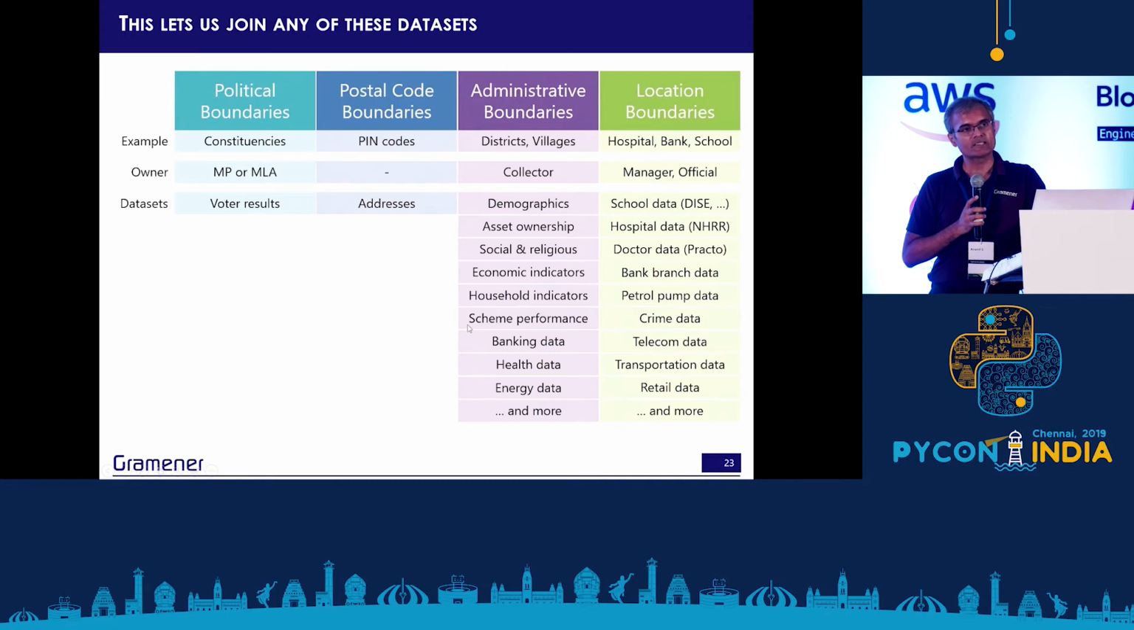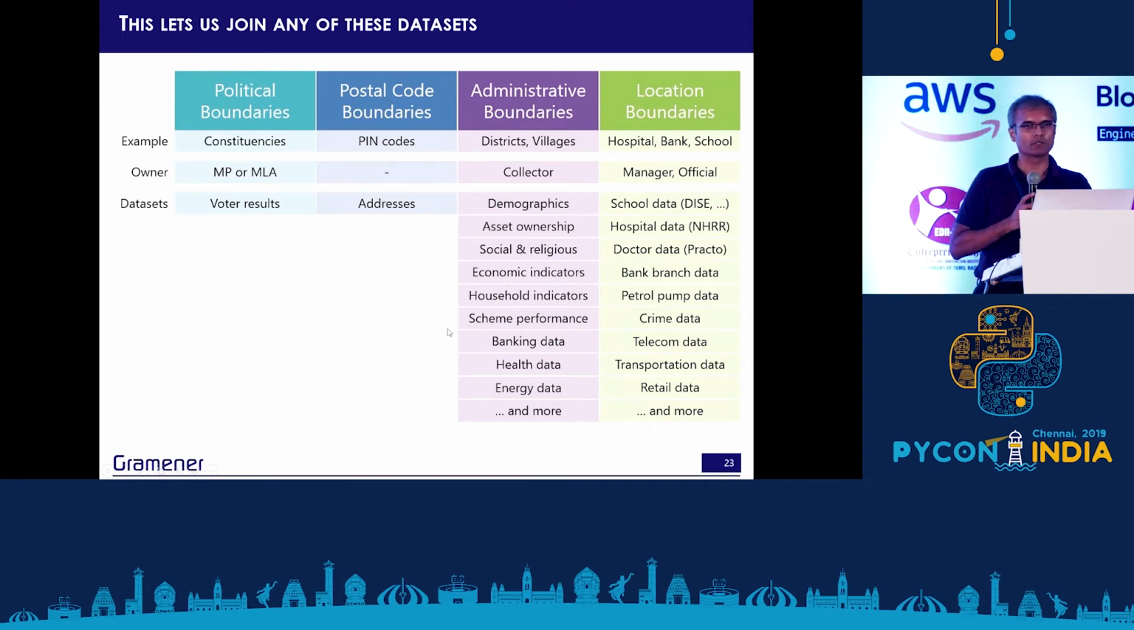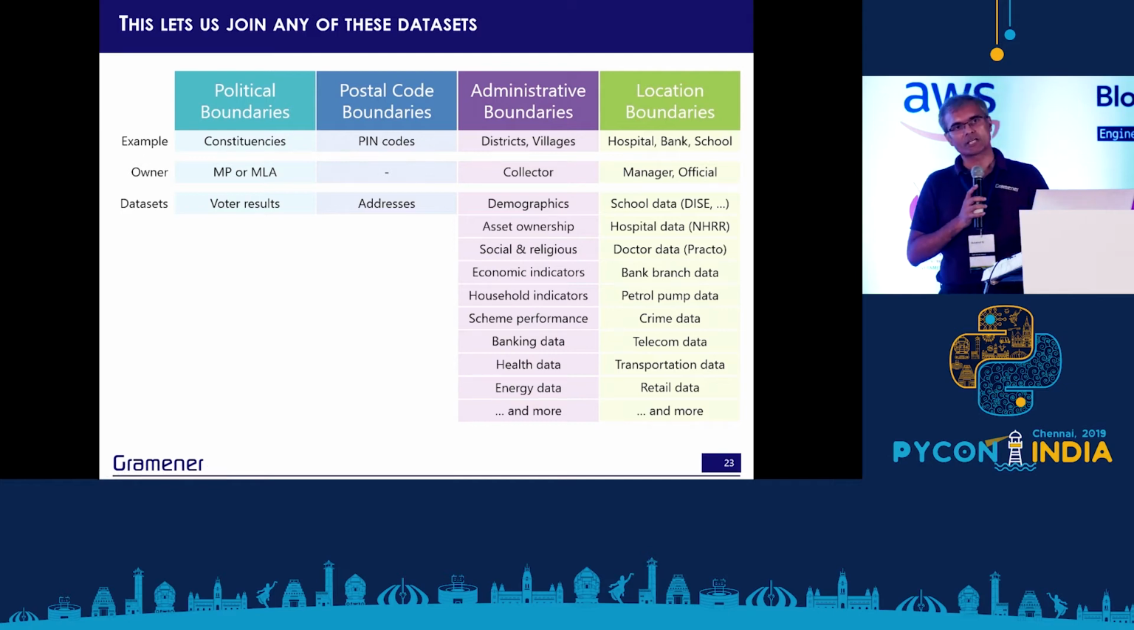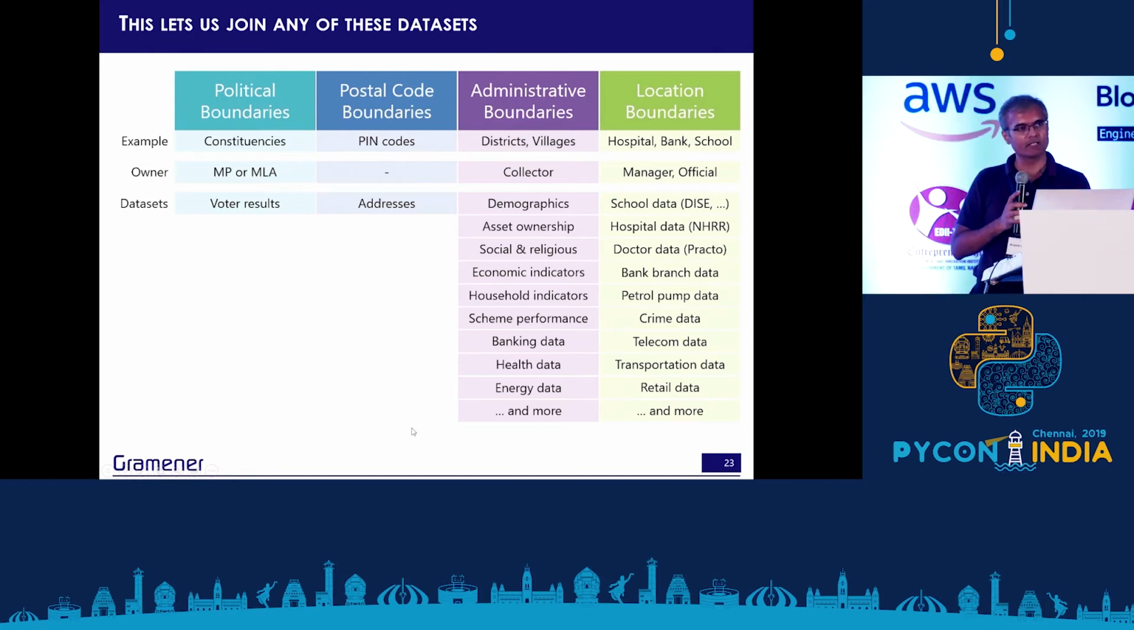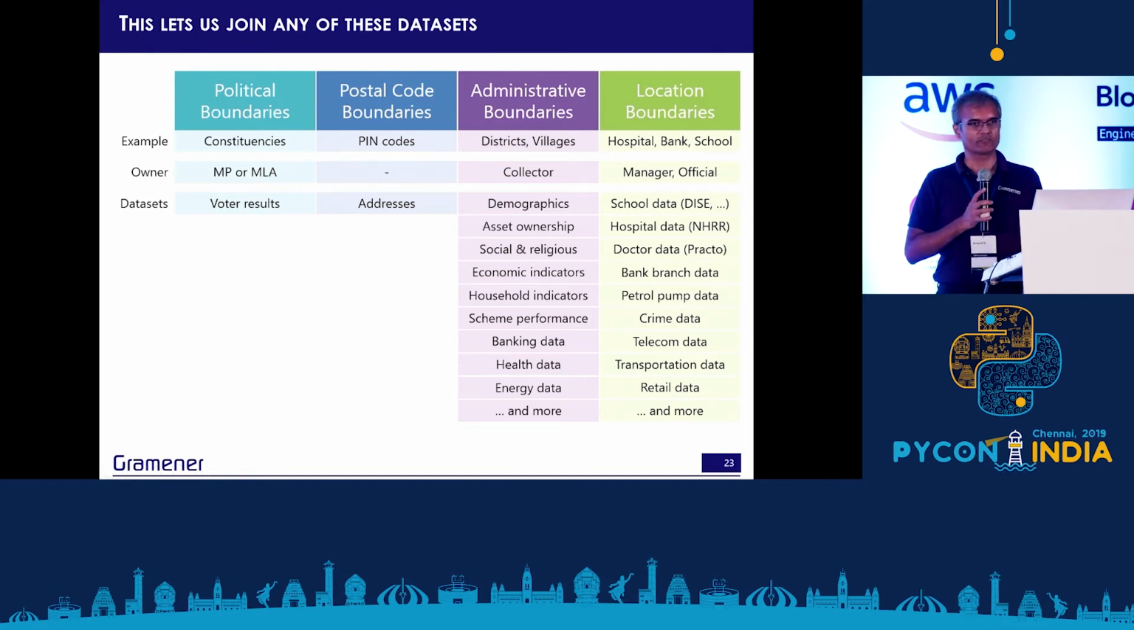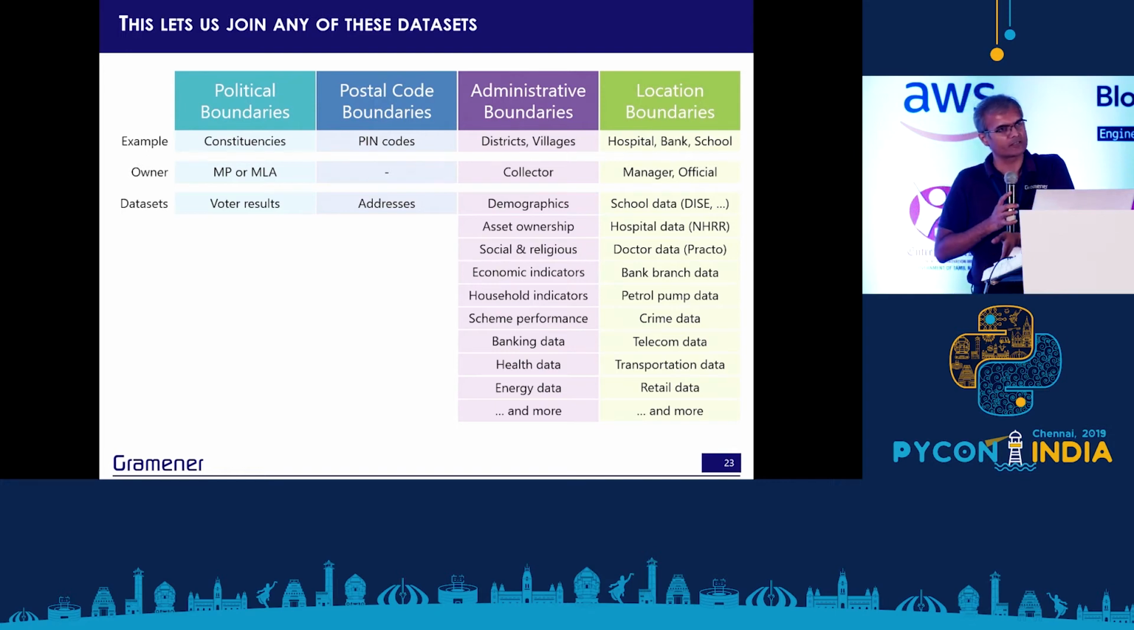Practically every government scheme is tracked this way. So how many people have benefited from the National Rural Employment Guarantee Act? Banking data is reported this way, health data is reported this way. So effectively anything that the government runs is reported by administrative boundaries. Anything that the corporate sector runs, by and large, is reported by locations. So between these two, there is enormous potential.